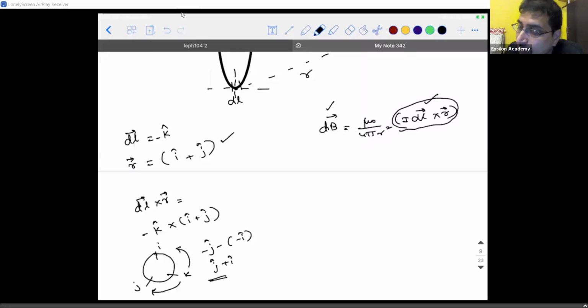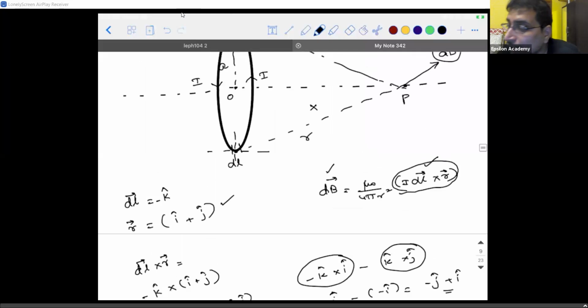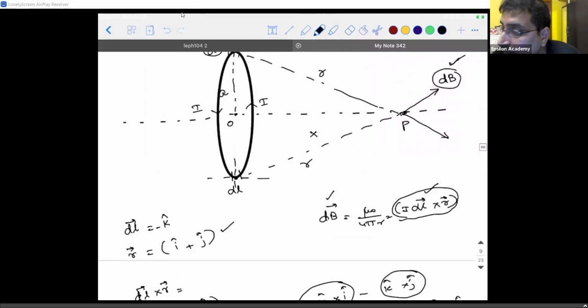What about minus K cross J? So it will be, see, minus K cap cross I cap minus K cap cross J cap. Minus K cross I is nothing but minus J cap. Minus of K cross J is going to be minus I cap. So that will be minus J cap plus I cap. So how much is the answer? I cap minus J cap. So which quadrant is it? It is in the fourth quadrant. Means the value of dB will be like this.